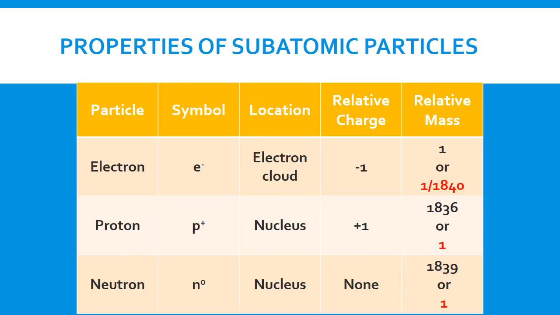But if I were to take the mass of the neutron and divide it by the mass of the neutron, we get 1. Divide the mass of the proton by the mass of the neutron, we get approximately 1, and divide the mass of the electron by the mass of the neutron, we get approximately 1840. So those are different ways that you may see it. If you see the electron as being 1, then the proton and neutron have to be in the 1800s. But if the proton and neutrons are represented as 1, then the electron has to be 1 over 1800, 1839, 1840, somewhere around there.